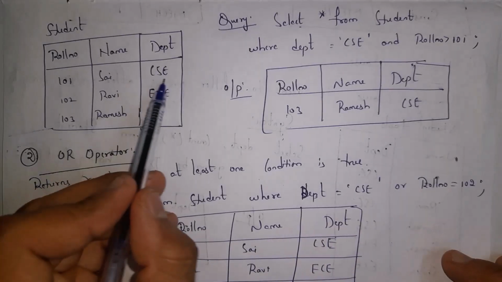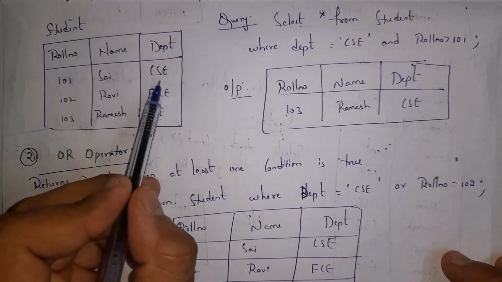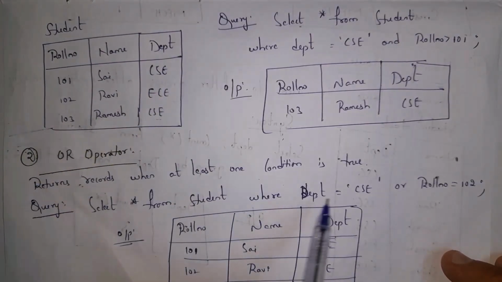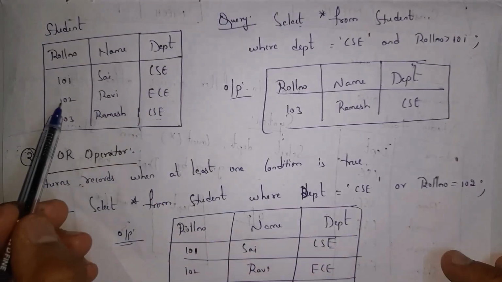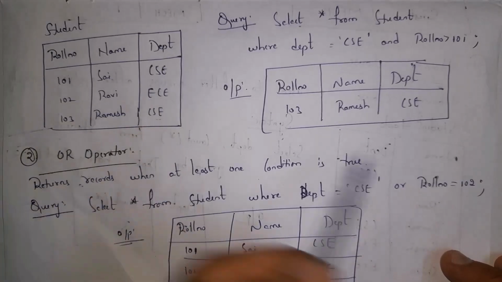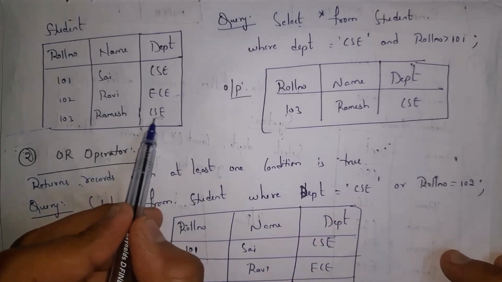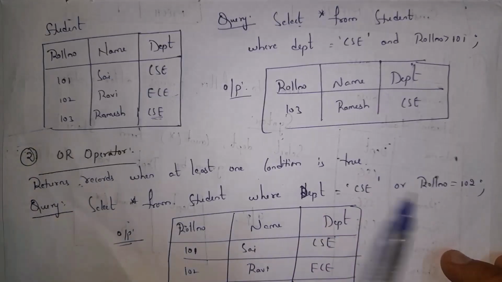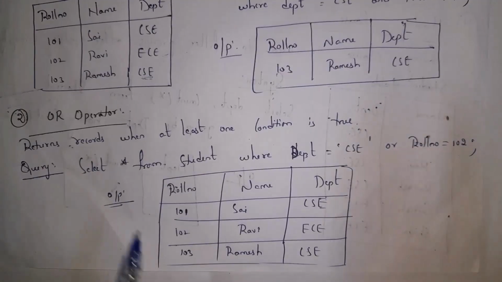So department is CSC. This condition is satisfied. Even though roll number is not equal to 102, a single condition is satisfied, that is department CSC, so this record will be printed. And next, department is equal to CSC, but here ECE. But this condition is satisfied: roll number is equal to 102. As 102 is equal to 102, this condition is satisfied, so this record will be printed. And next, department is equal to CSC. Here department is CSC, but roll number is not equal to 102, roll number is 103. Even though this condition is not satisfied, still this record will be printed. So out of multiple conditions, if any single condition is true, I'll get output. So this is my output. All three records will be printed.